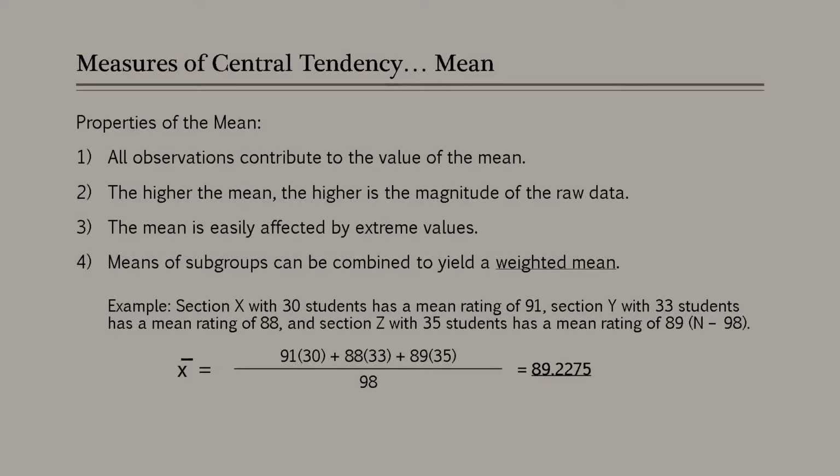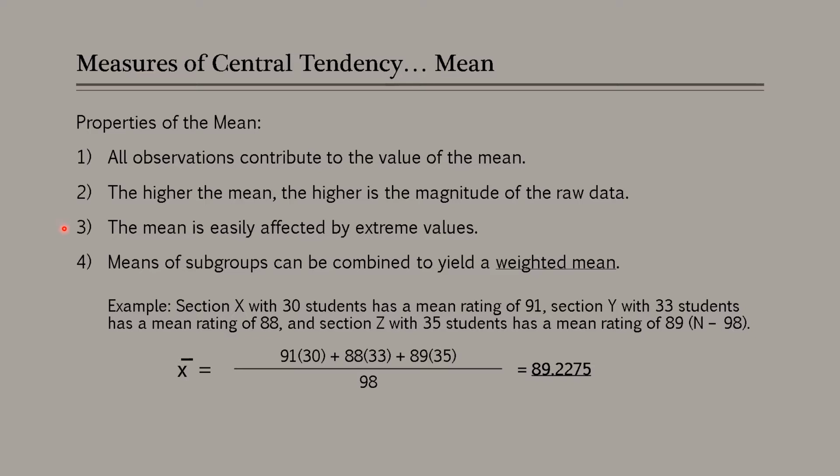The properties of the mean are the following. Number 1, all observations contribute to the value of the mean. Number 2, the higher the mean, the higher is the magnitude of the raw data. For example, if the mean income is high, it means that the respondents have high income. Third, the mean is easily affected by extreme values, like an extremely low or high value. Because of this weakness of the mean, it is not a good indicator of centrality when there are extremely high or low values.